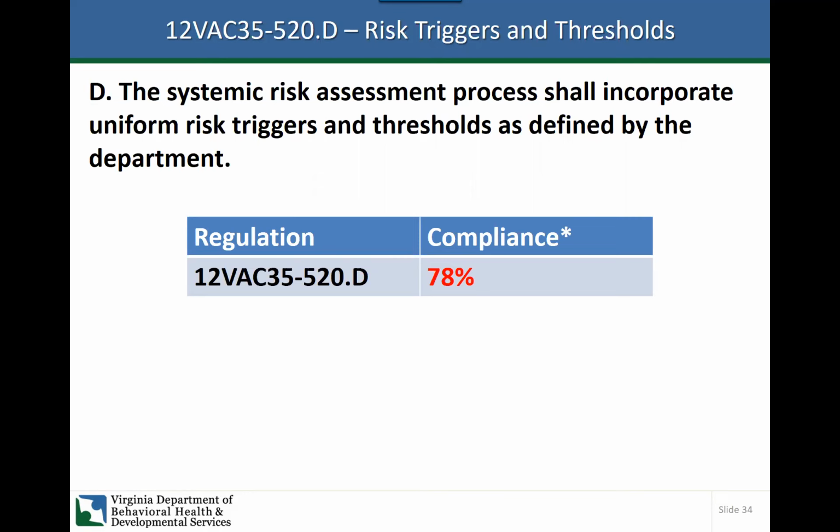So today I'm going to be looking at 520D, which discusses risk triggers and thresholds. And that is defined as the systematic risk assessment process shall incorporate uniform risk triggers and threshold as defined by the department. And as you can see, the compliance score for that is 78%. But we do want to look a little closer at what care concerns are. So if we go to the next slide.